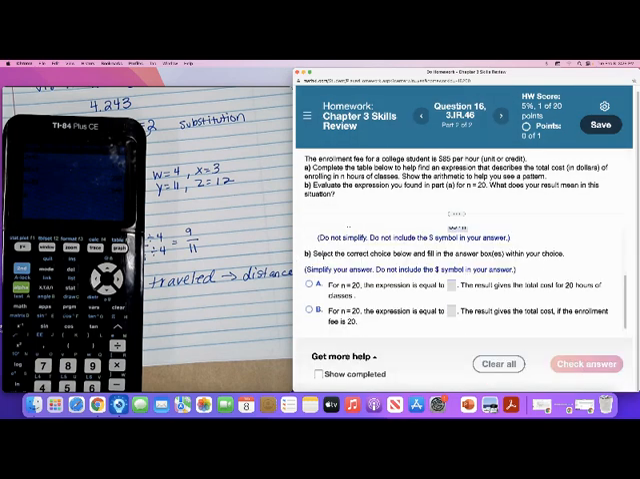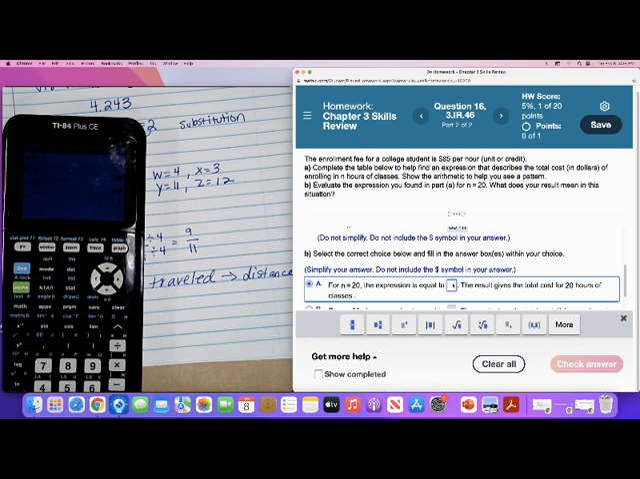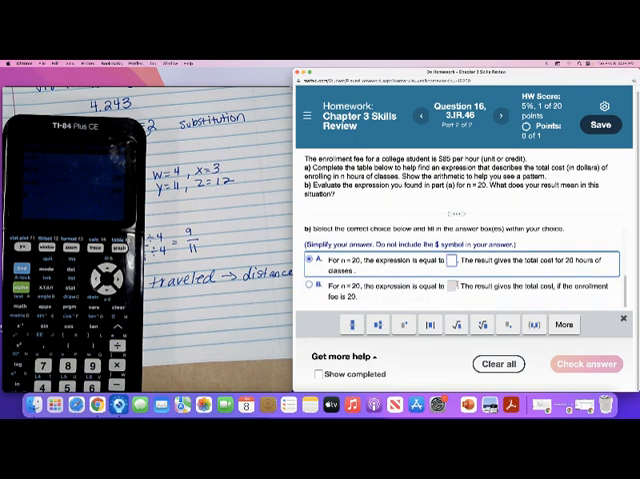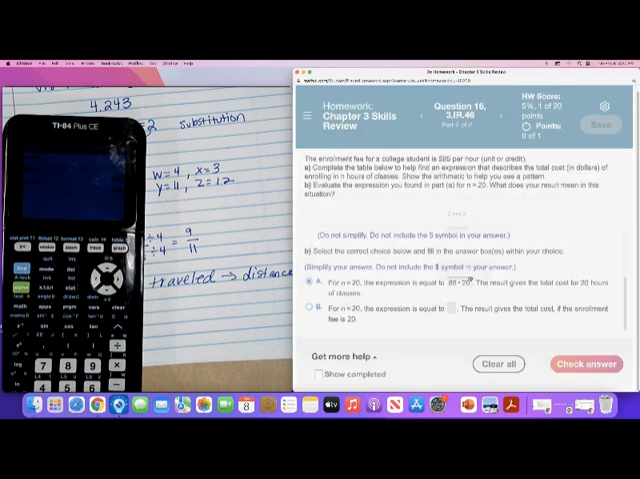Let's see. Okay, so select the correct choice below and fill in the answer boxes. So for n, the expression is equal to 85 times n, and n equals 20. So that would be 85 times 20. The result gives the total cost for 20 classes. Yes. This other one says the result gives the total cost if the enrollment fee is 20. No, we didn't talk about the enrollment fee being 20. So it'd be that one.